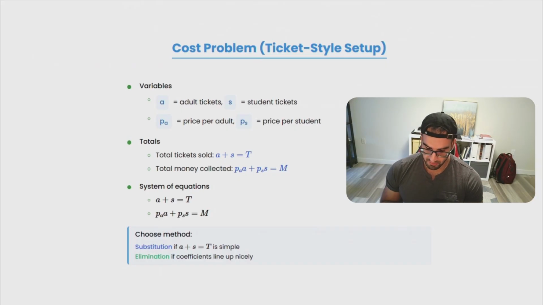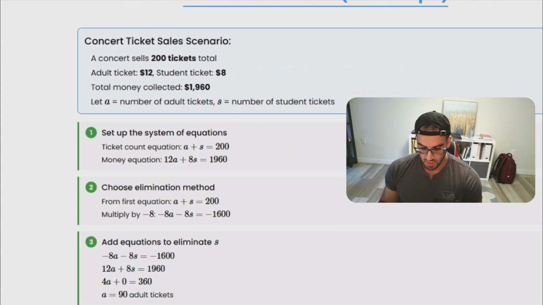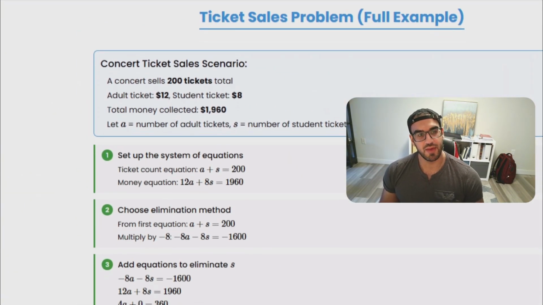You can just look at it, but it would be better to look at this question. Right now I changed the question a little bit. Imagine that we have a concert and we are selling 200 tickets in total. Adult tickets cost $12, student tickets cost $8, and at the end I know the total money collected is $1960. So let's assume that A is the number of adult tickets and S is the number of student tickets. It means that at this point I have 2 equations based on the information.